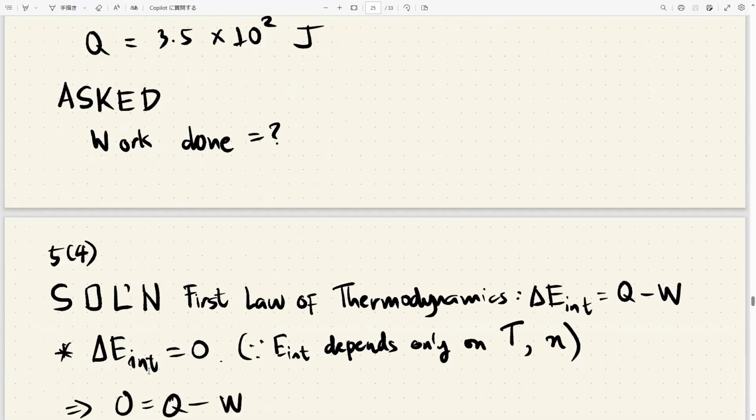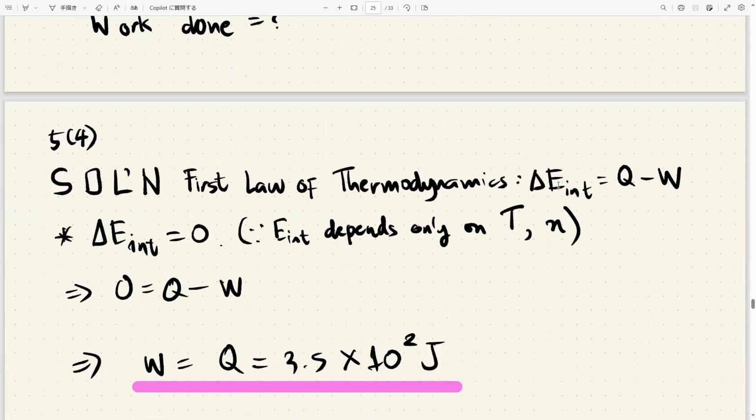To solve this, we look at the first law of thermodynamics, which says that the total change in internal energy is equal to the amount of energy added to the system, that's the heat, minus the work done by the system.